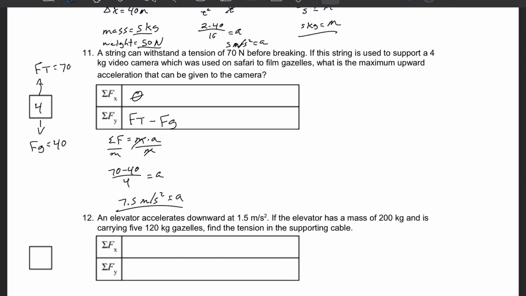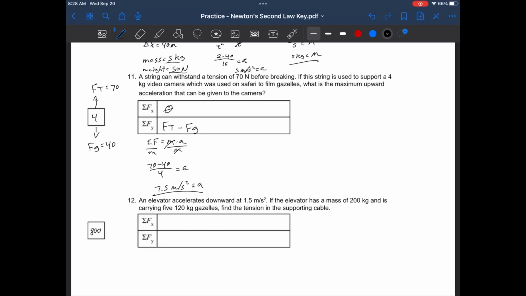Awesome. Number 12. An elevator accelerates downward at 1.5 meters per second squared. So if it accelerates downwards, that means my net force has to be down because they follow each other. If the elevator has a mass of 200 kilograms and is carrying 5 120 kilogram gazelles, so total mass, we're going to take 120 times 5 plus 200. That gets me my total mass of 800. Find the tension in the supporting cable. So my force of gravity is 8,000, and then I got force of tension going up.